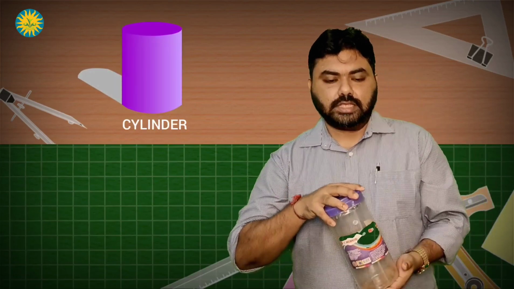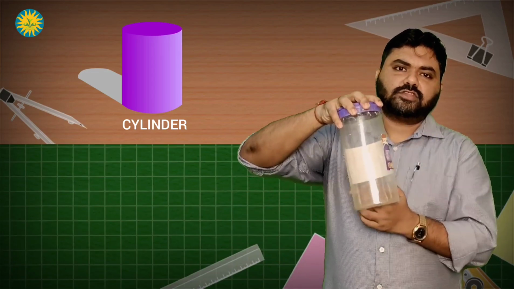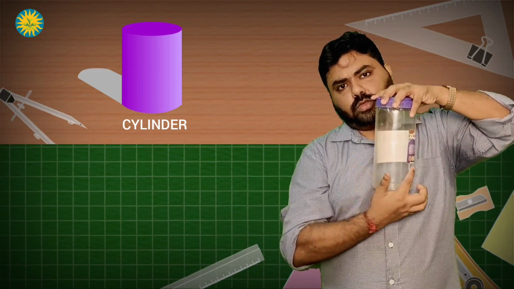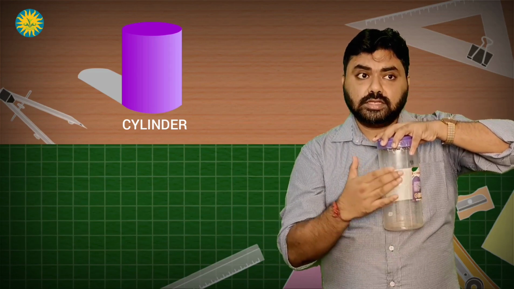Now, the third one is the cylinder. What is a cylinder? Now we will show you what is a cylinder. Suppose this is a cylinder. Here this is the curved surface area of a cylinder. Now we will find out the curved surface area as well as the total surface area.